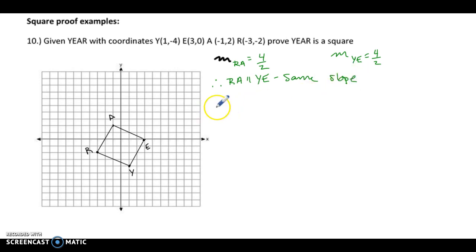Then I'm going to do the other pair of sides, the slope of RY and the slope of AE, which is going to be down 2 over 1, 2, 3, 4. Negative 2 over 4. And then AE is negative 2 over 4. Okay, so another conclusion, RY is parallel to AE, same slope.